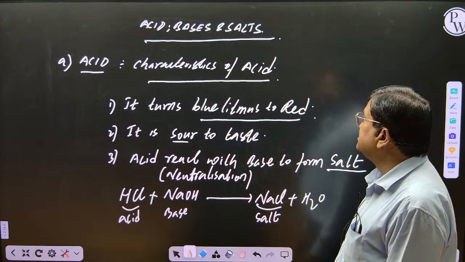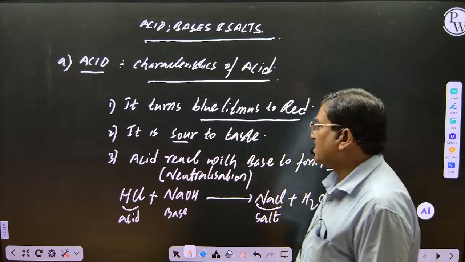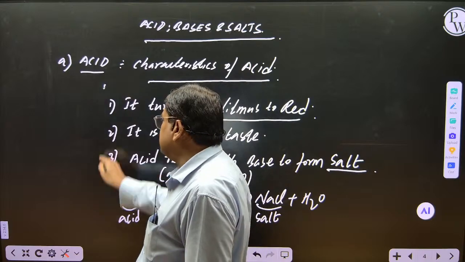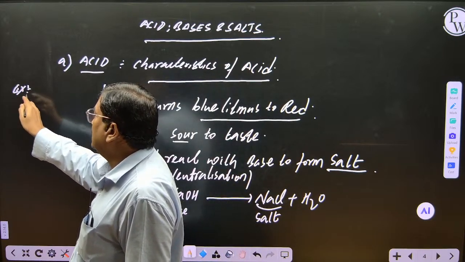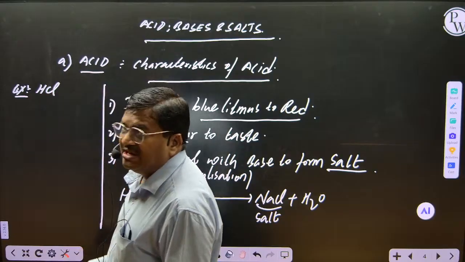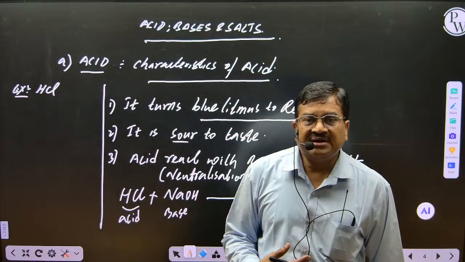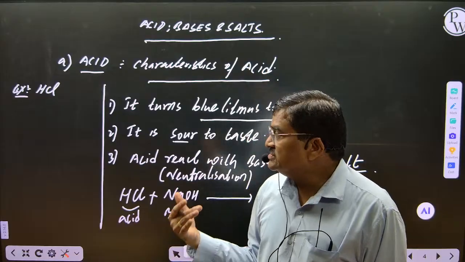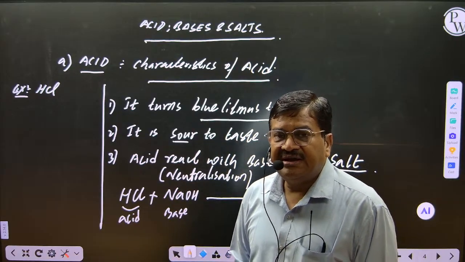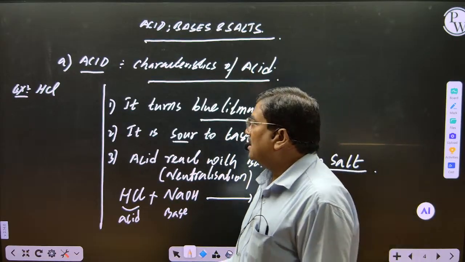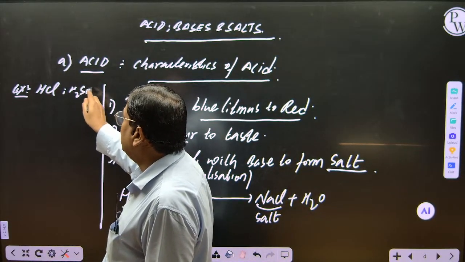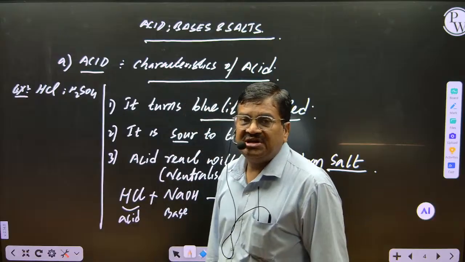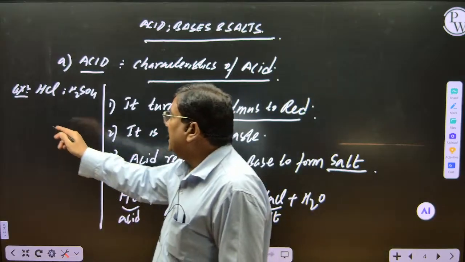Then can you give examples for acids? One we have is hydrochloric acid. You know HCl. It is secreted even in our stomach. Gastric juice contains what? Hydrochloric acid for the digestion of the food we eat. And you know sulfuric acid is called the king of chemicals. What is the formula of sulfuric acid? H2SO4.